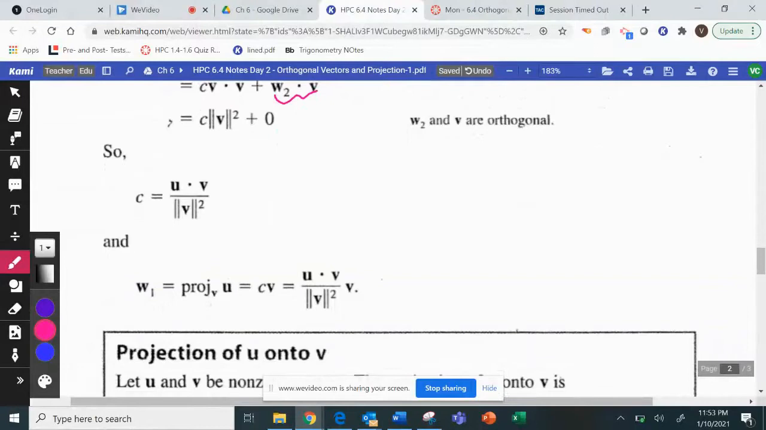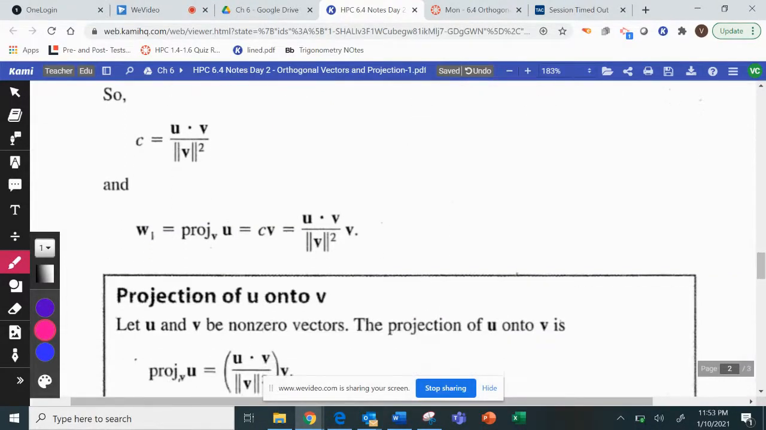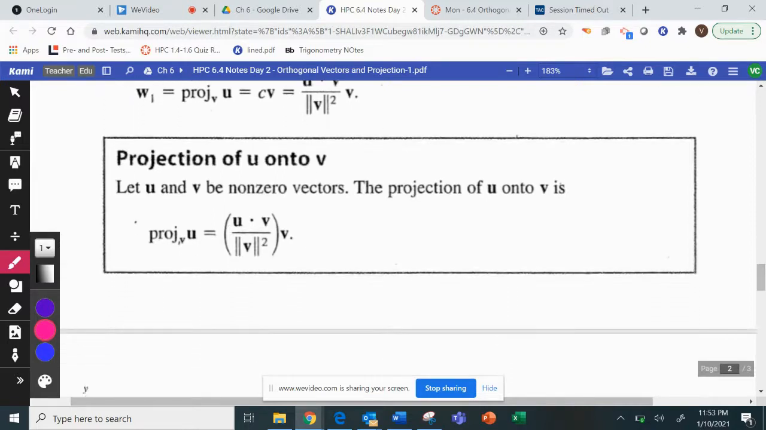So here's a formula that we come up with from this. W1 is the projection onto v from u, which is equal to cv, which is equal to u dot v over the magnitude squared of v, multiplied by v. So this is the formula that we will use for the projection of u onto v.